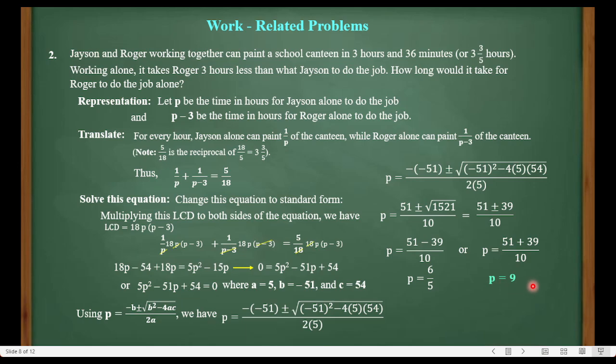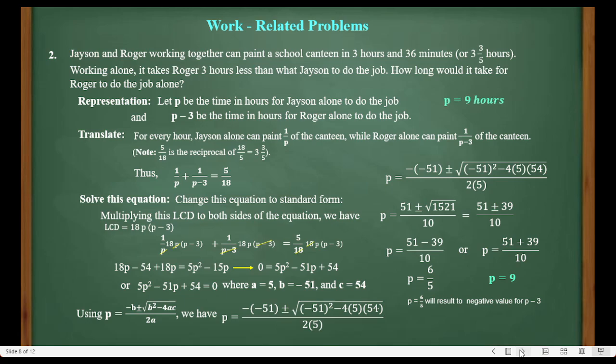So this one right here, which is equal to 9, is the acceptable value of P, and not this one, 6 over 5. Why is that? Because P equal to 6 over 5 will result in a negative value for the expression P minus 3.